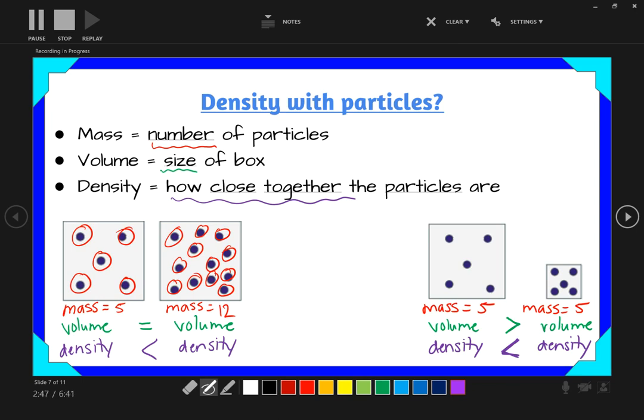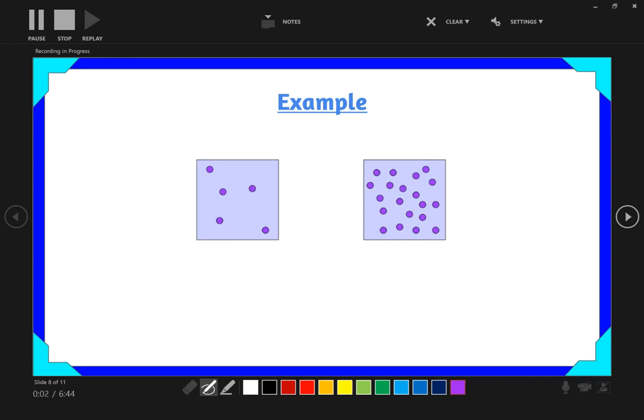Okay, so let's take a look at a couple examples that you will write down for. So we have these two boxes. Let's do the same process. So first determine the mass. Remember that mass is defined as the number of particles. So just count how many particles are in that box. 1, 2, 3, 4, 5. Okay, let's do the mass for the second box. Again, it's the number of particles, so let's count them up. 1, 2, 3, 4, 5, 6, 7, 8, 9, 10, 11, 12, 13, 14, 15, 16, 17, 18, 19, 20.